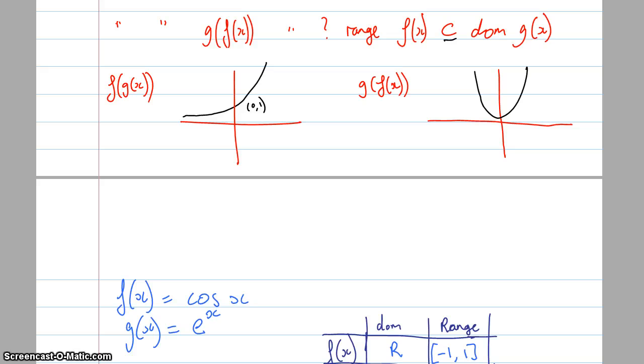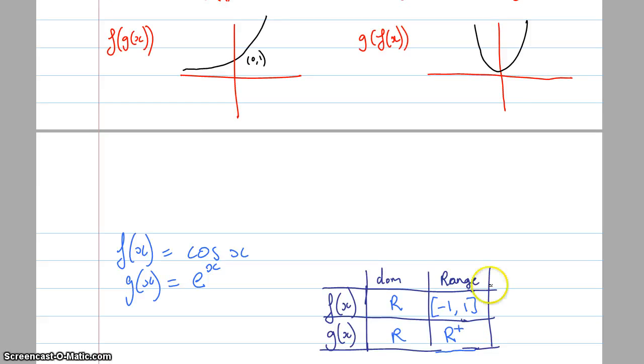f of x equals cos x, g of x equals e to the power of x. Again, I'm going to put in my domain and my range. The domain of a cos graph is all real numbers, but the range is -1 to 1. The domain of e to the power of x is R, and the range is R plus.